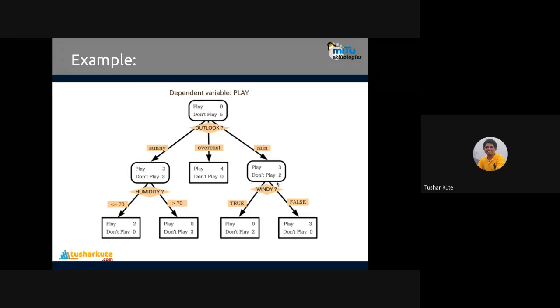In rainy, you're going to check windy, whether windy is true or false. When windy is true, don't play 2 times, play 0 times. Windy is false, play 3 times, don't play 0 times. See, 2 plus 3, 5 plus 4, 9 plus 2, 11 plus 3, 14. 14 decisions were there that are taken from the respective decision tree, and it's created like this. Fine. This is a decision tree.